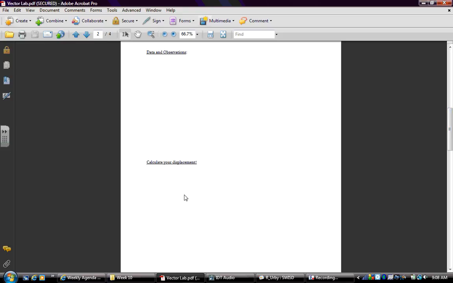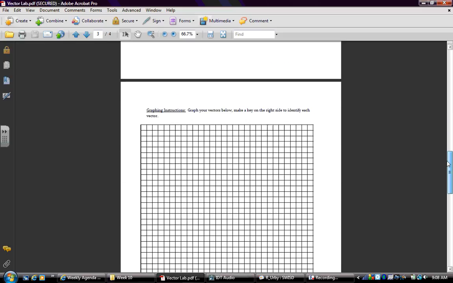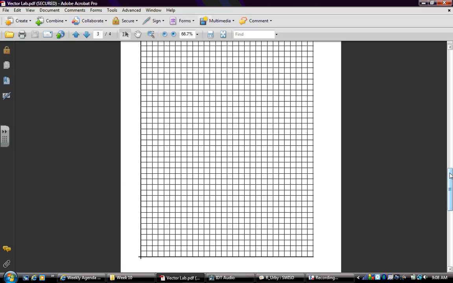So you'll be able to compare the displacement that you calculate on your graph with the displacement that you had actually gotten in the experiment by measuring it out. It'll be kind of a way for you to go back and check.